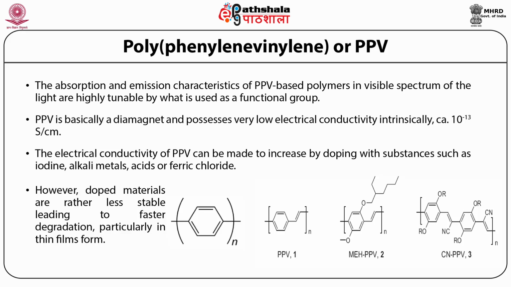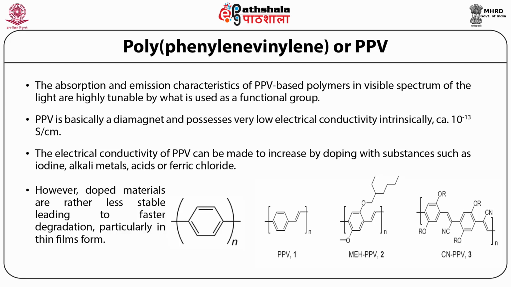Generally, two approaches are used for synthesizing the PPVs. First is called the Wessling method, and the second is the Gilch method. In the Wessling approach, xylene sulfonium salts are reacted with an equimolar amount of base, leading to the formation of a soluble precursor polymer. This precursor polymer is then thermally treated to yield the conjugated PPV.